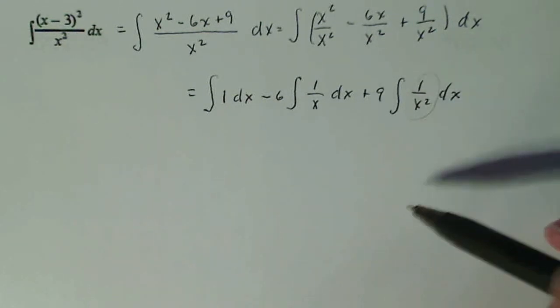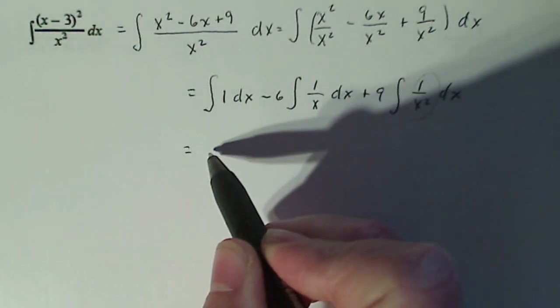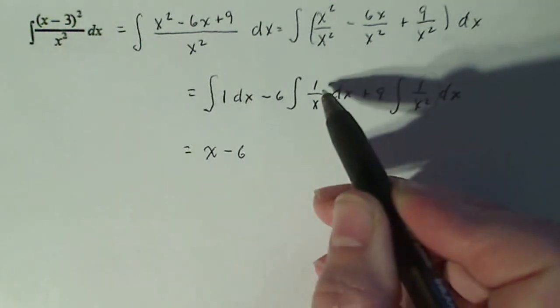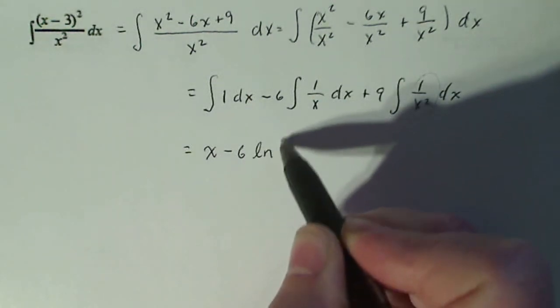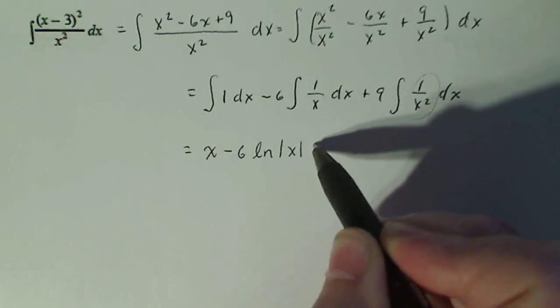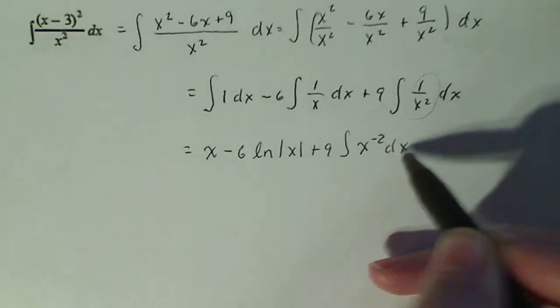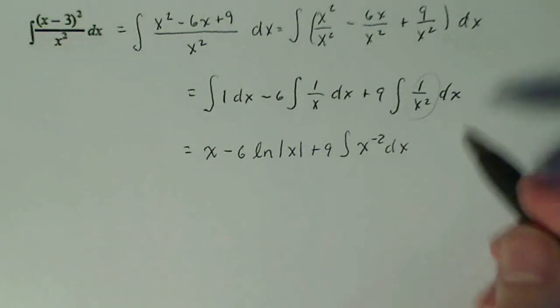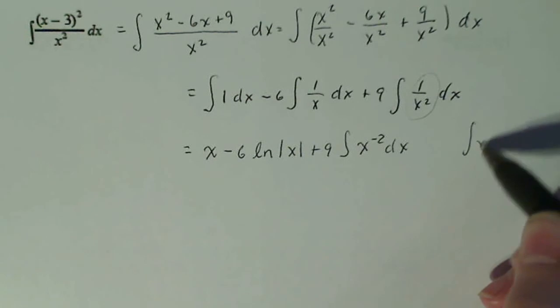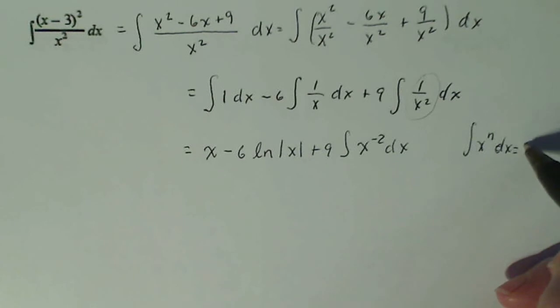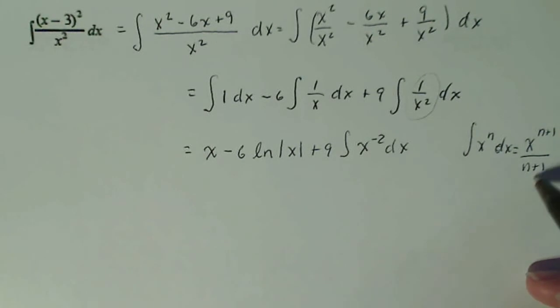I do want to write it differently, but I will integrate 1 dx is x, minus 6 times the integral of 1 over x is natural log of the absolute value of x, plus 9 times the integral of x to the minus 2 dx. I always write it that way because then I can use my power rule. The integral of x to the n dx is equal to x to the n plus 1 divided by n plus 1. I want to use that. Plus c, of course.